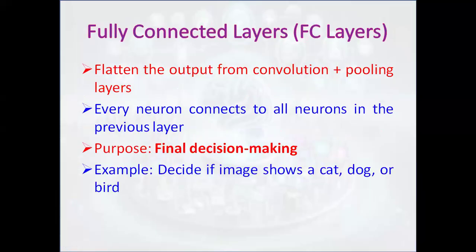Next, fully connected layers. After feature extraction through convolution and pooling, the data is flattened into a single long vector. Each neuron in the fully connected layer connects to every output from the previous layer, enabling comprehensive decision making. These layers analyze the entire image globally and decide what the extracted features mean in the context of classification tasks. For example, the final fully connected layer might determine whether the image matches a cat, dog, or bird.